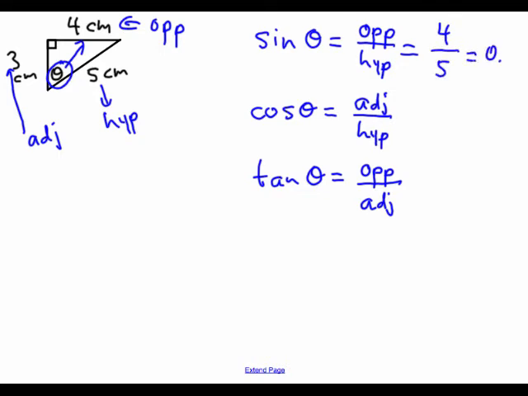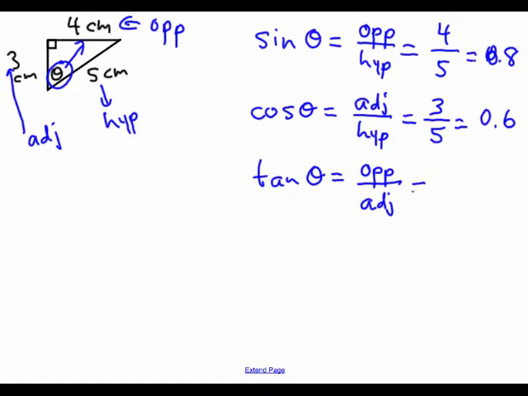I could leave it like that, or I could write 0.8. The 0.8 would mean that the opposite side is 80% the length of the hypotenuse. The adjacent is 3 divided by hypotenuse 5, which is 0.6 as a decimal. In other words, the adjacent side is 60% the length of the 5, the hypotenuse.